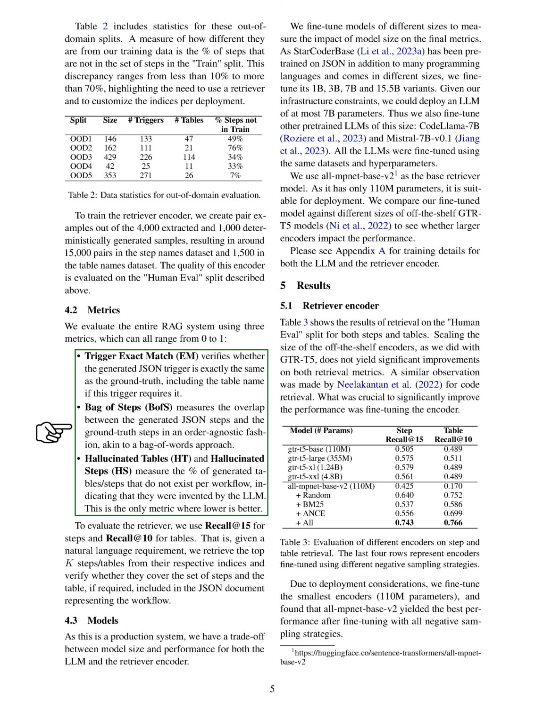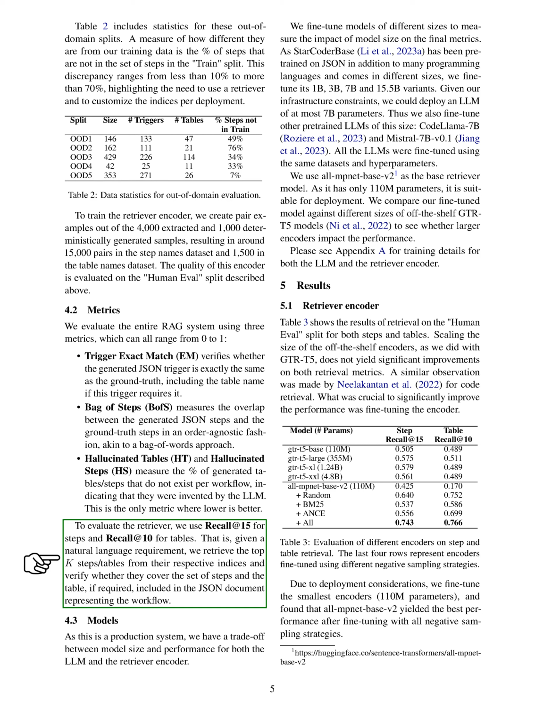The metrics we use to evaluate the entire system include Trigger Exact Match, Bag of Steps, BOFS, Hallucinated Tables, HT, and Hallucinated Steps, HS. We also used recall at 15 for steps and recall at 10 for tables to evaluate the retriever's performance.